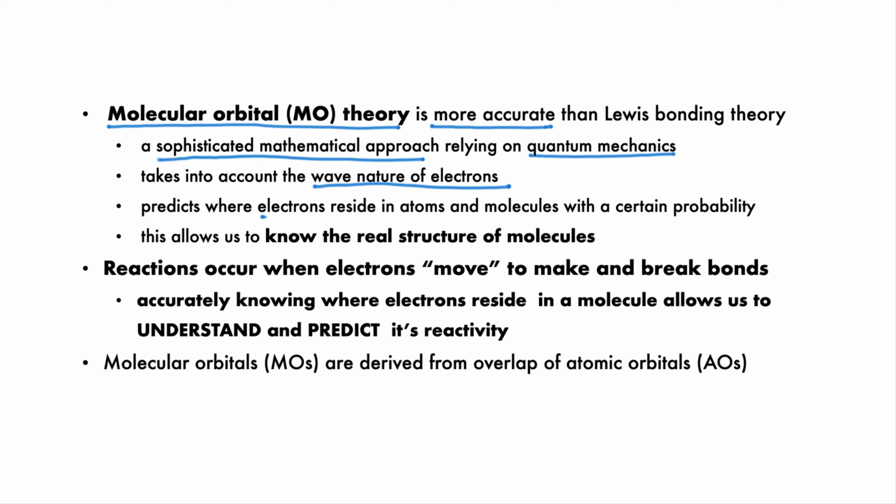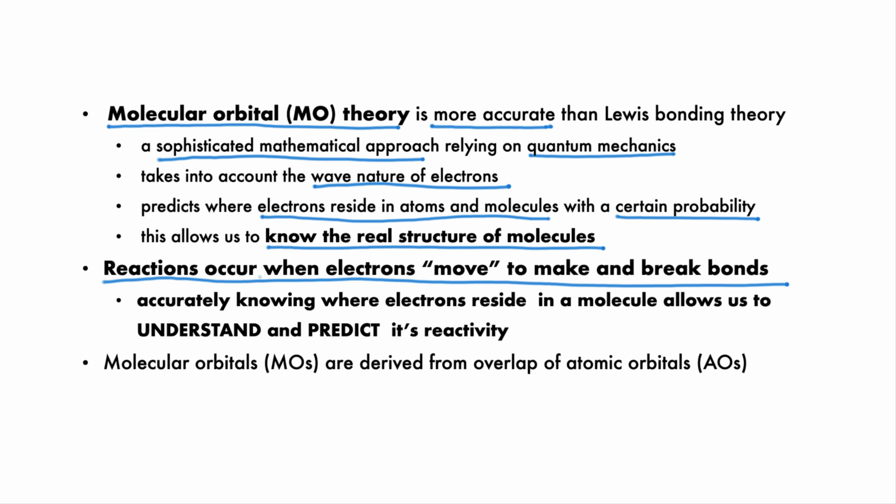We use MO theory to predict where electrons reside in atoms or molecules with a certain probability, for instance 95%. If we know where electrons in a particular molecule are, we know its structure. In organic chemistry, reactions occur when electrons move to make or break bonds. If we accurately know where electrons reside in the bonds of molecules, we can both understand and predict reactivity. For this reason, MO theory is very important, and you should spend some time learning it.